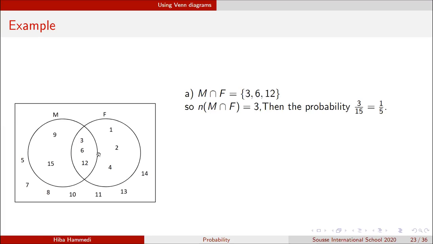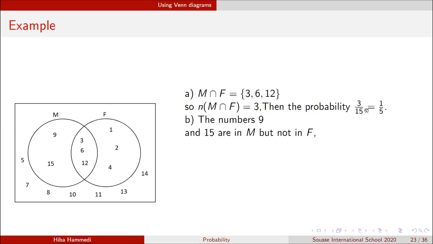Now, if I would like to get the probability that the number is a multiple of 3 and a factor of 12 at the same time, I just need to consider the number of elements in the intersection set. The intersection set has only 3 elements, so the probability will be 3 over 15. 15 is the number of possible cards that I can pick from. So 3 over 15 simplifies to 1 over 5, dividing the upper and lower parts of the fraction by 3.